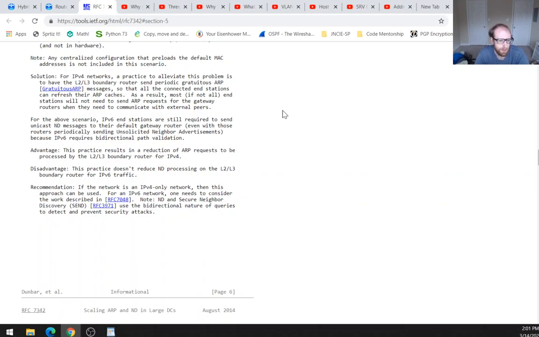Recommendation: if the network is an IPv4 only network, then this approach can be used. For an IPv6 network, one needs to consider the work described in RFC 7048. Note ND and Secure Neighbor Discovery, SEND. What does the E stand for? Oh, probably secure. RFC 3971, use the bidirectional nature of queries to detect and prevent security attacks.